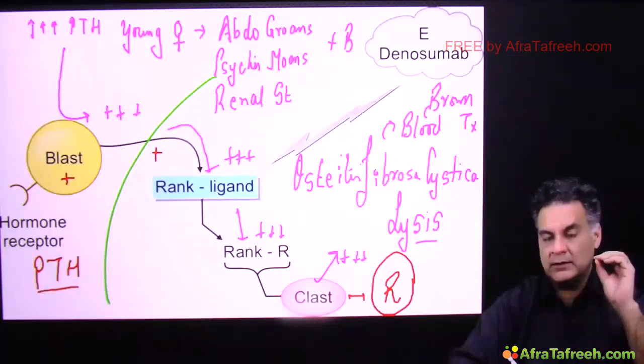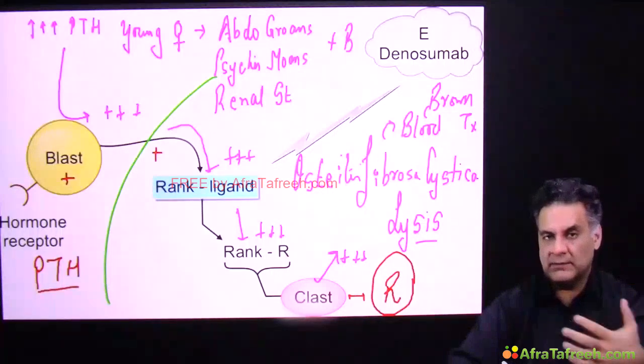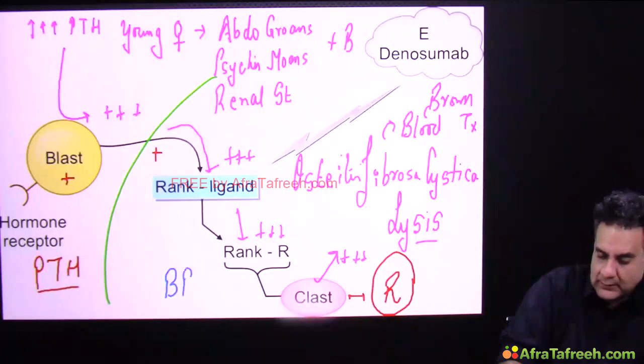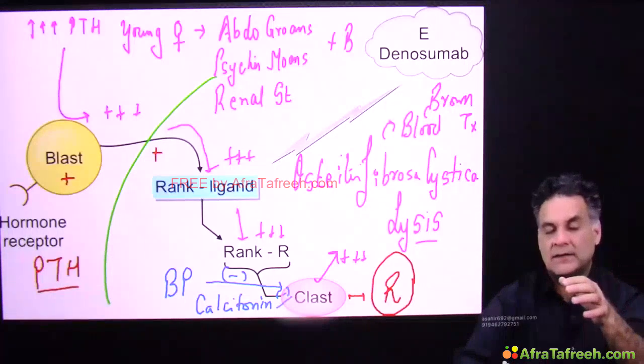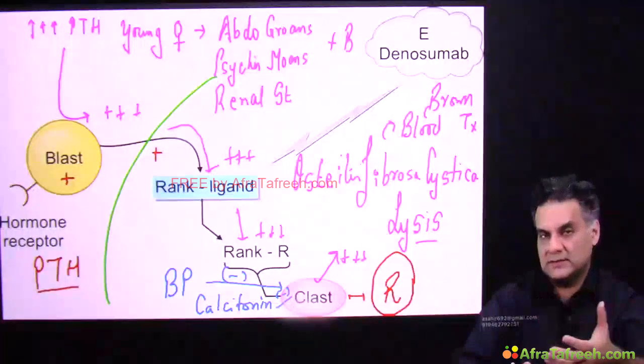How? Now, if you have drugs inhibiting the osteoclast, you can prevent the resorption. Two drugs which do that: bisphosphonates and calcitonin. They inhibit the osteoclast. In fact, bisphosphonate is very potent. That's why it's called the drug of choice for osteoporosis.